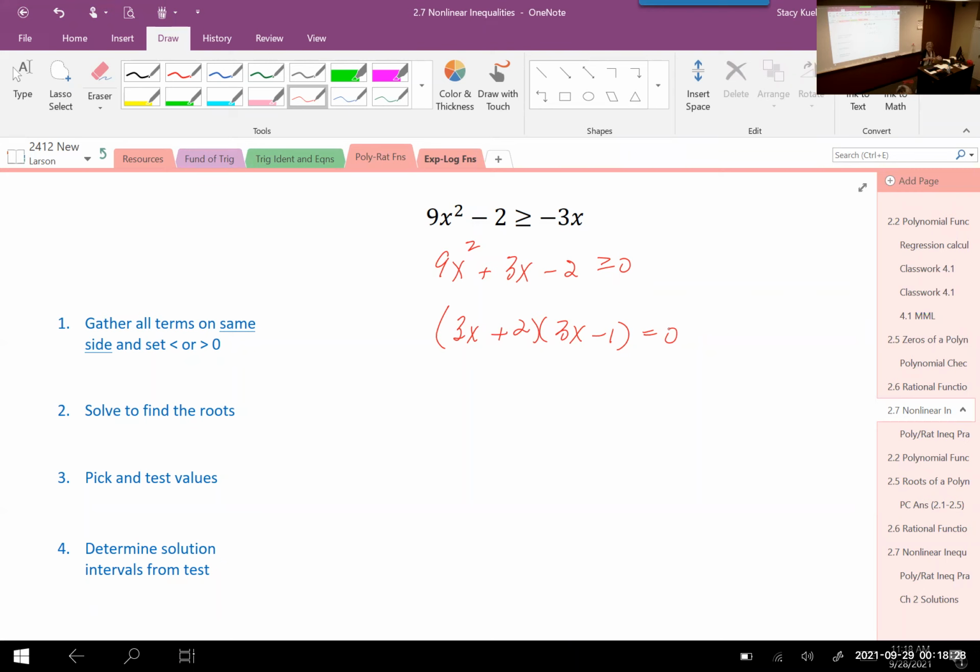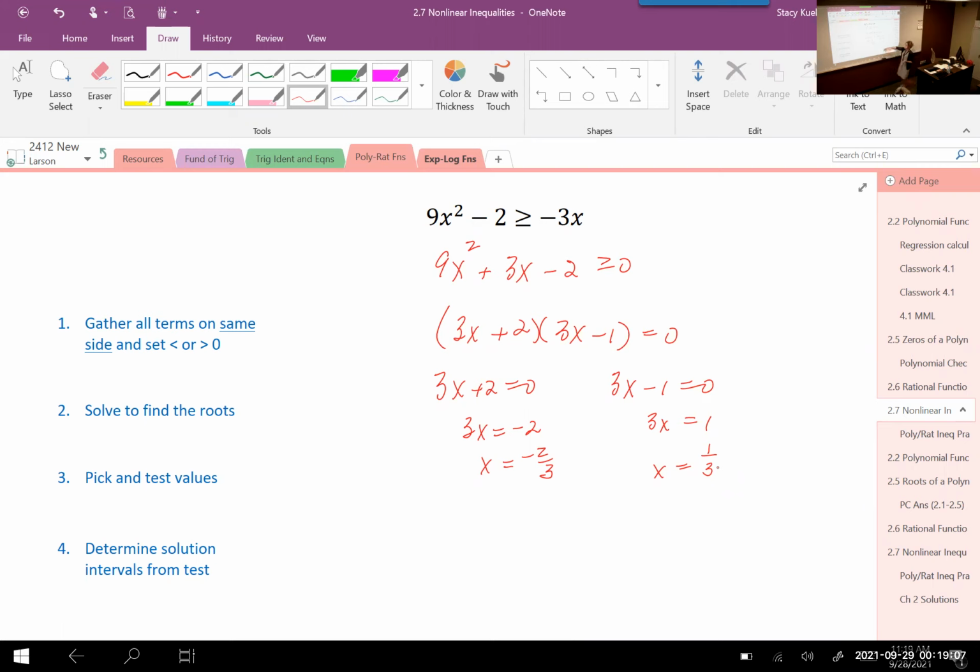So that's the factored form. We set each of the factors equal to 0, right? That's the zero root property. All right, so I'm going to say that 3x plus 2 equals 0, and 3x minus 1 is equal to 0. So on the left, 3x is equal to negative 2, or x is equal to negative 2/3. And on the right, 3x is equal to 1, or x is equal to positive 1/3. So that's where the function crosses or touches the x-axis, right? That's where it crosses or touches.